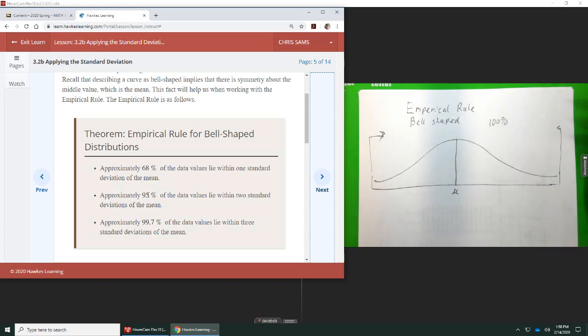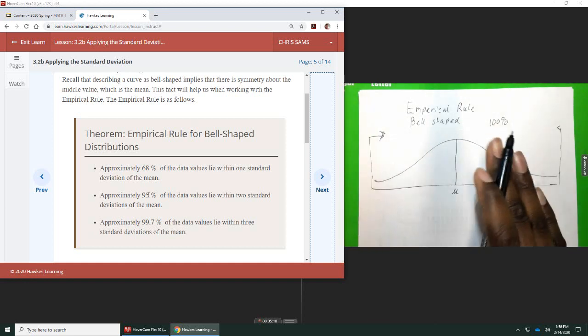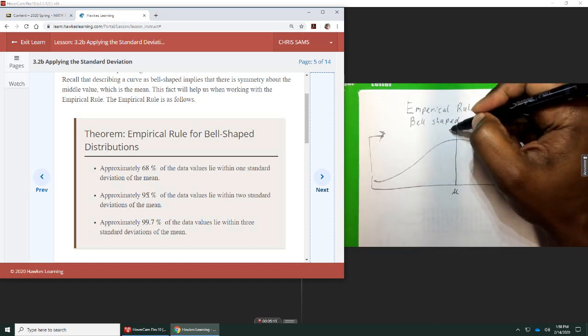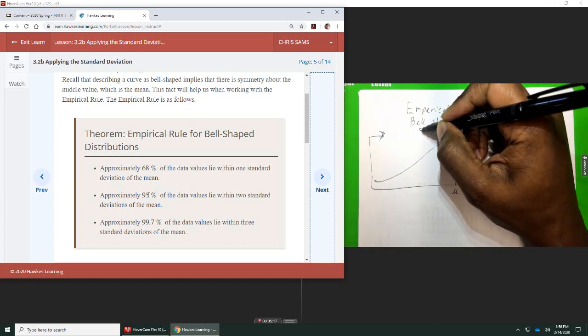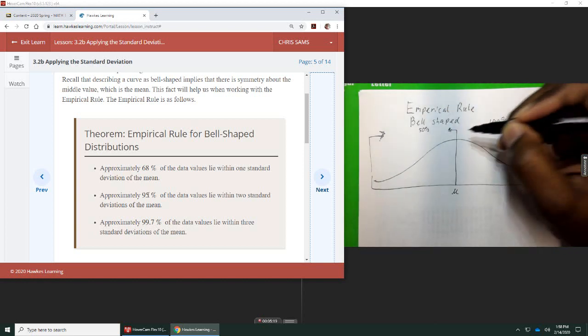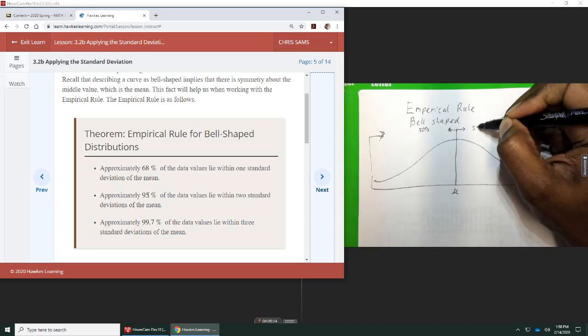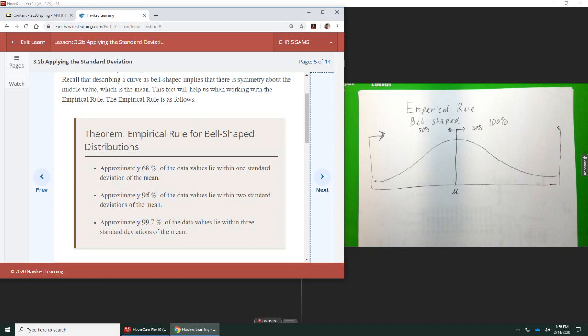This is even, symmetric on both sides. So this left half, from here on back, represents 50% of your data, and from this half all the way to the end is 50%. These are just important notes to know.